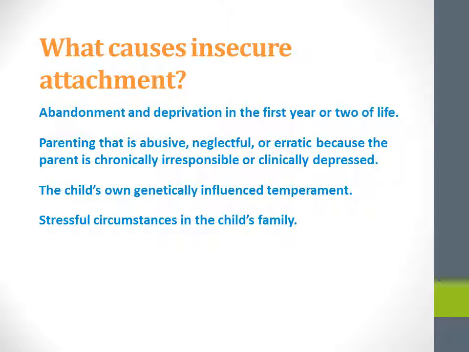And so that can create a mismatch between the parent and the child and can get in the way of a secure attachment. And then stressful circumstances in the child's family. So again, going back to this idea that the child needs to be able to trust that there will be someone there to provide for them. Let's say if the parents are going through a very acrimonious divorce, the child might not be able to trust that there will be someone there consistently who can provide for them the way that they need it.